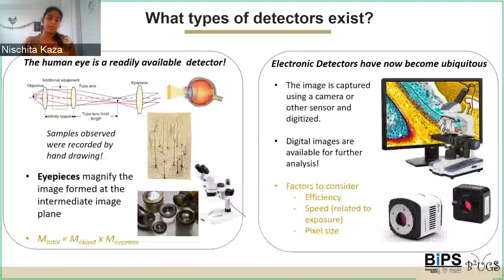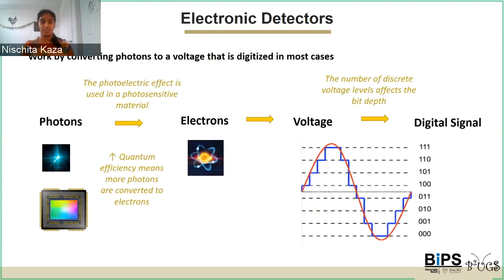Now, detectors that have become much more common recently are electronic detectors. These are really cool because you are able to record, capture and store a digital image that you can do a lot of further analysis on. This is most commonly seen as some type of camera attached to a computer so that you can immediately store the images and process them on the computer. For digital detectors, you might want to consider different factors such as how efficient and how fast they are, or how you're sampling. We'll get into that in a little bit, but first, let's really understand how all these electronic detectors work.